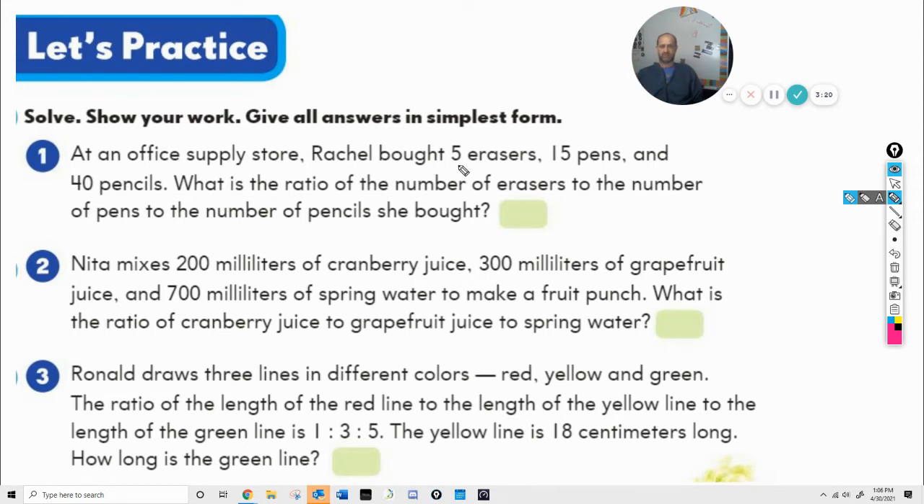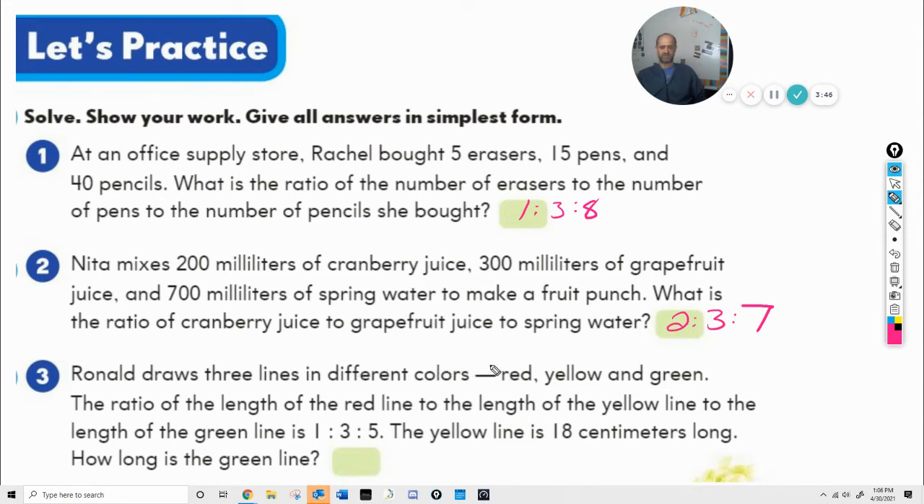Okay. The initial ratio is 5 to 15 to 40 on this one, but that can be simplified if you divide them all by 5, as 1 to 3 to 8. Okay? Ratio of cranberry juice to grapefruit juice to spring water, 200 to 300 to 700, or 2 to 3. Oh, these aren't too bad yet.